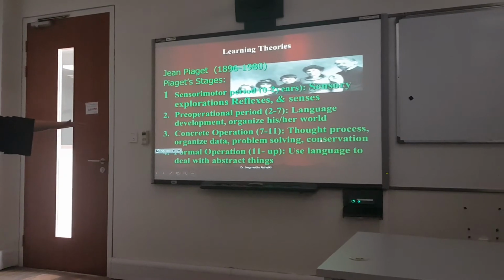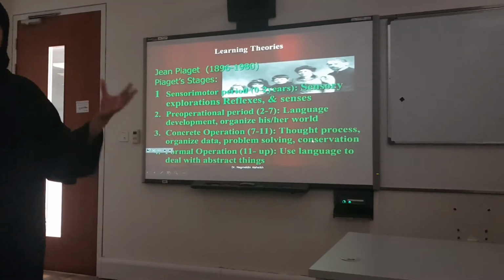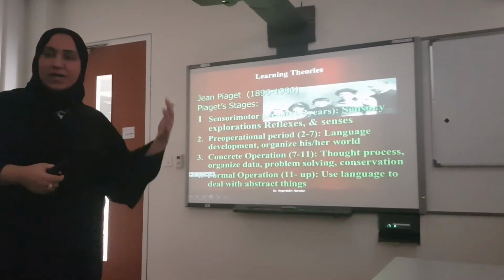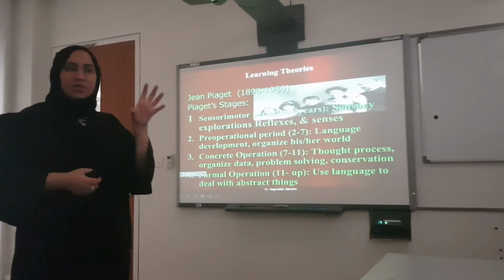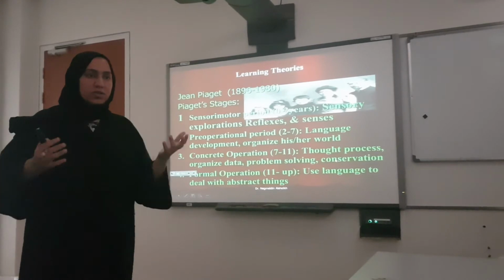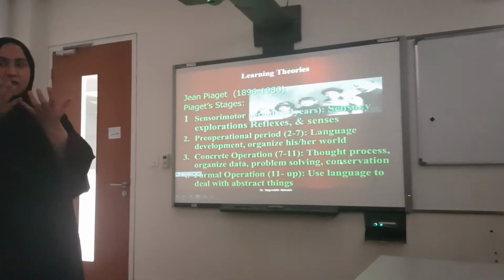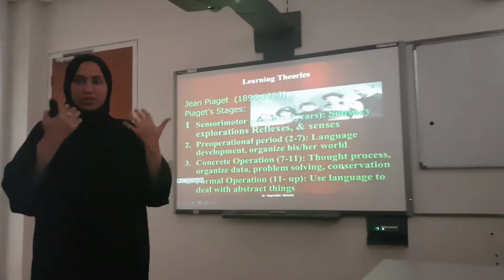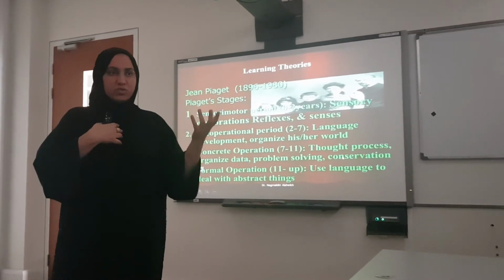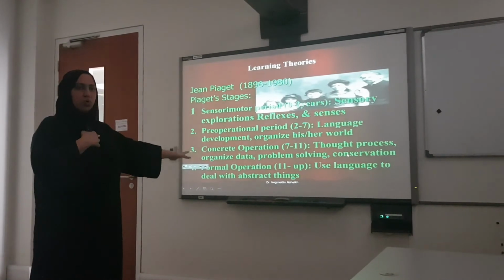Number 4 is the formal operation, from 11 and up. So that's the teenagers. What can they do? They can start understanding abstract concepts, like what? Like tolerance, love. Those abstract concepts you cannot see, but you can feel them. So they start having those feelings and understanding. But before that, it is more concrete, not abstract.